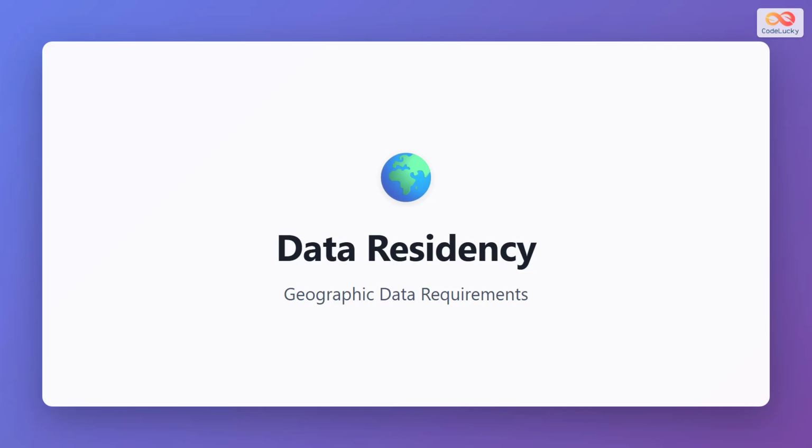In cloud computing, understanding where your data is physically stored has become a critical compliance requirement. Data residency refers to the geographic location where your organization's data is stored and processed. This concept has significant implications for meeting legal and regulatory requirements across different countries and regions. Throughout this lesson, we'll explore why data residency matters, the regulations that govern it, and how to implement it effectively in your cloud infrastructure.